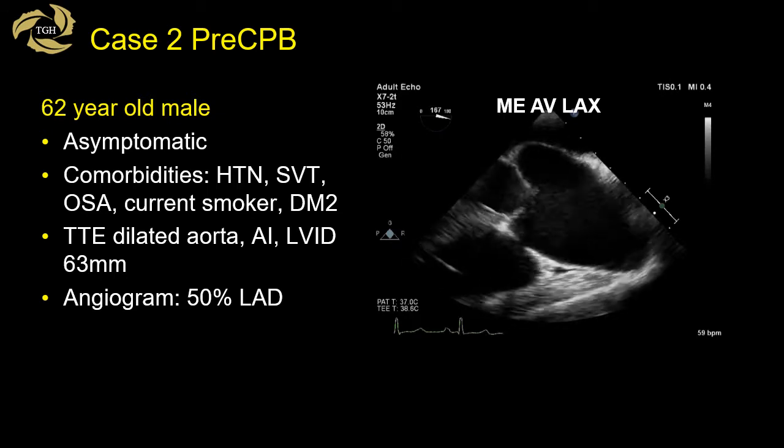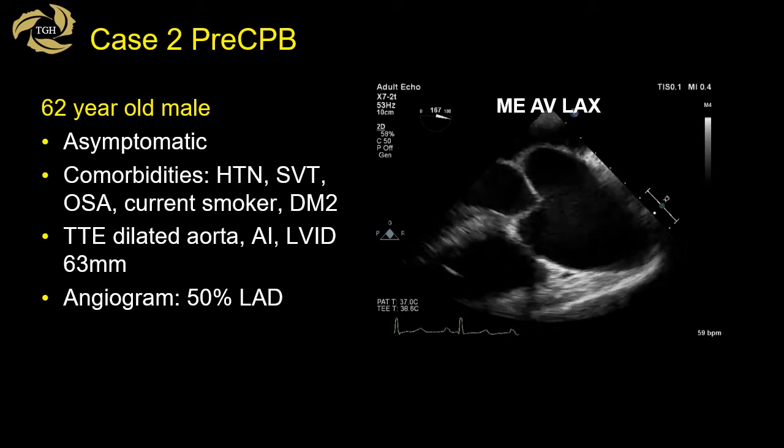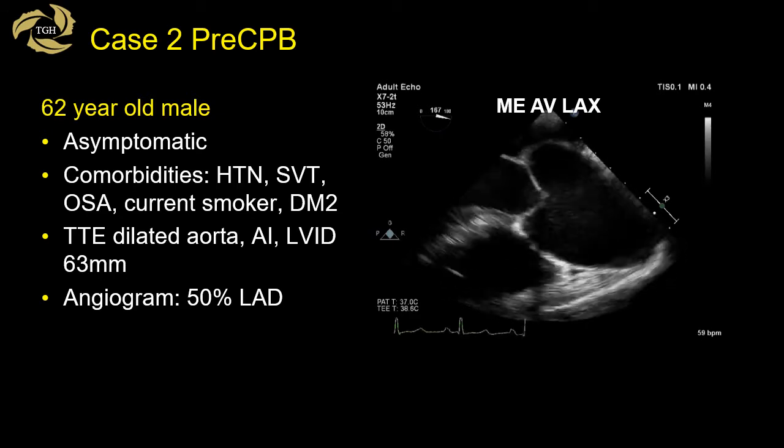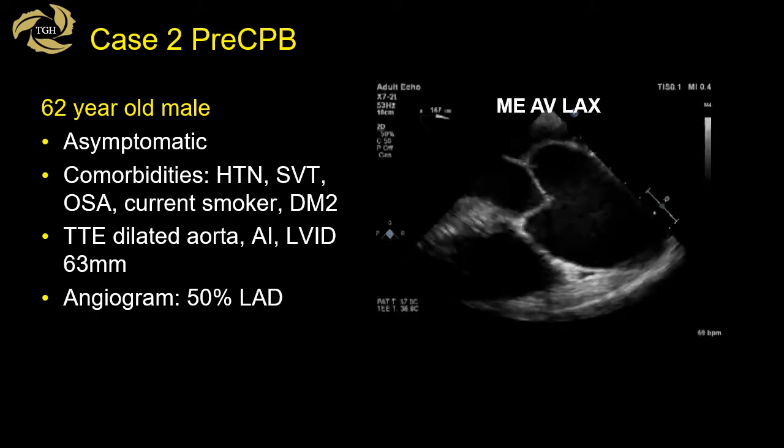The mid-esophageal aortic valve long-axis view shows an obvious aneurysm involving the aortic root. The probe is manipulated to 167 degrees to make the aorta appear horizontal, though this may not always be possible. Focusing on the aortic root shows distorted architecture with minimal cusp coaptation.